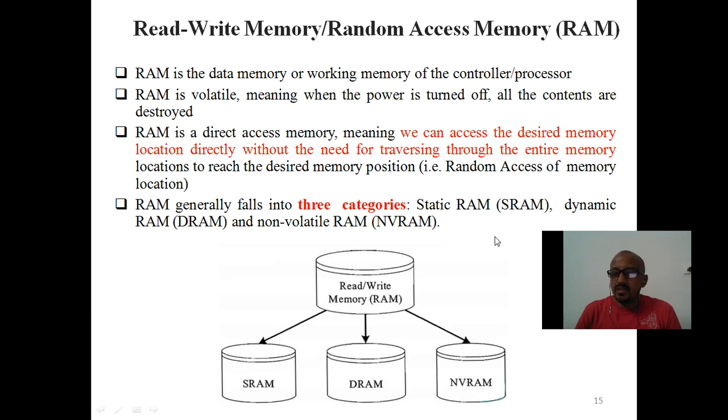And this RAM falls into three types or three categories. One is SRAM, what we call static RAM. The second one is dynamic RAM. The third one is NVRAM, non-volatile RAM.